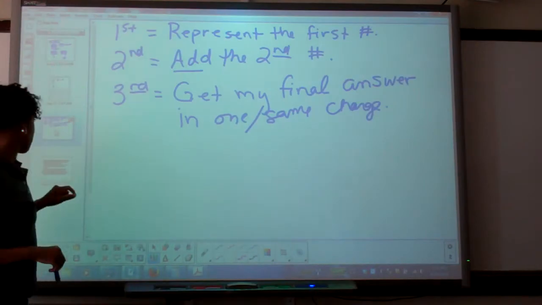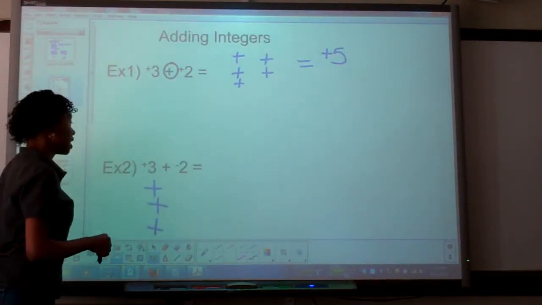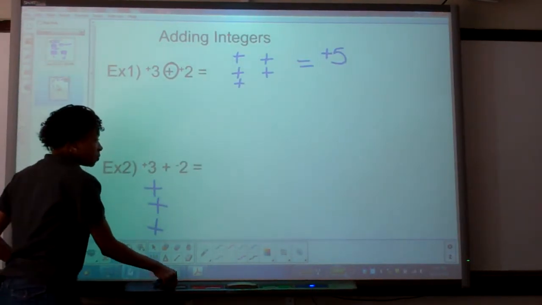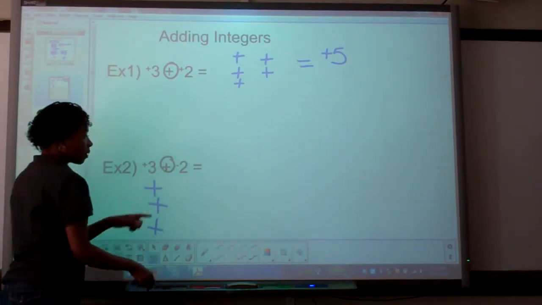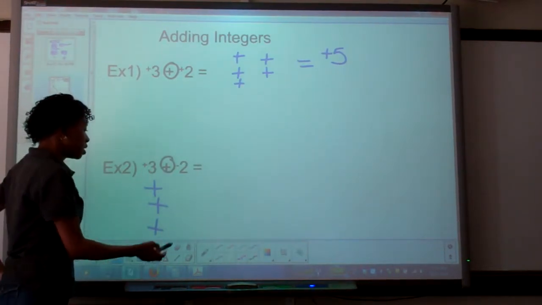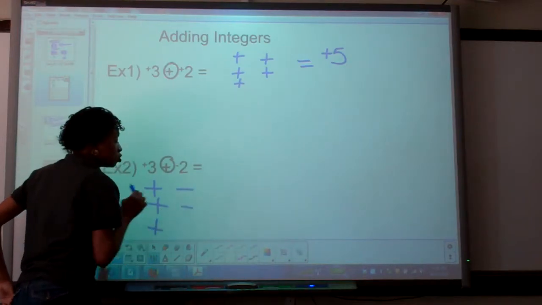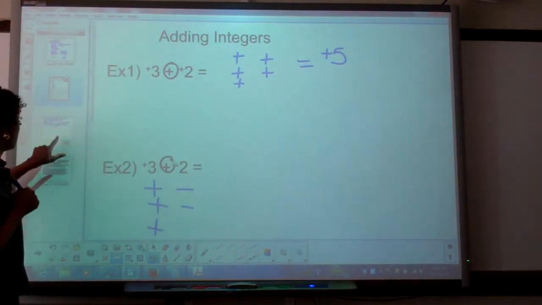Second, add the second number. So here we are. Let's add the second number. It says add. That's what this plus means. Add the second number. Add what? 2 negatives. So I'm going to add on 1, 2 negatives. Okay? Here we are.